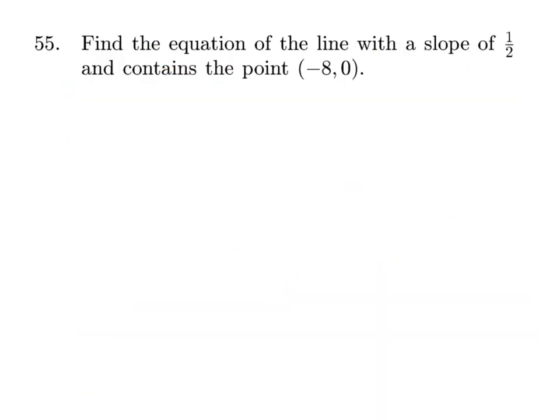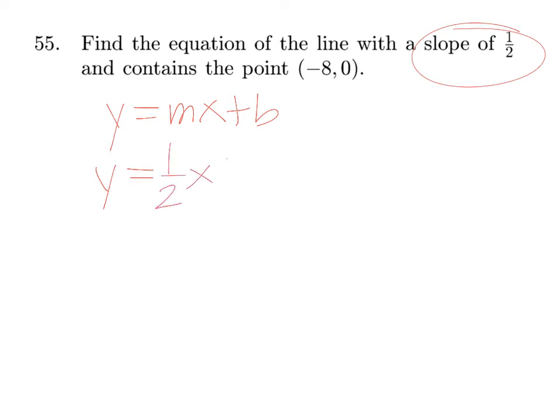Find the equation of the line with a given slope that contains the point. All right, this problem is actually easier than the ones we did before. So once again, y equals mx plus b. They already gave me the slope. Fantastic. Don't have to do the work there. Now to figure out b, I just use my point.